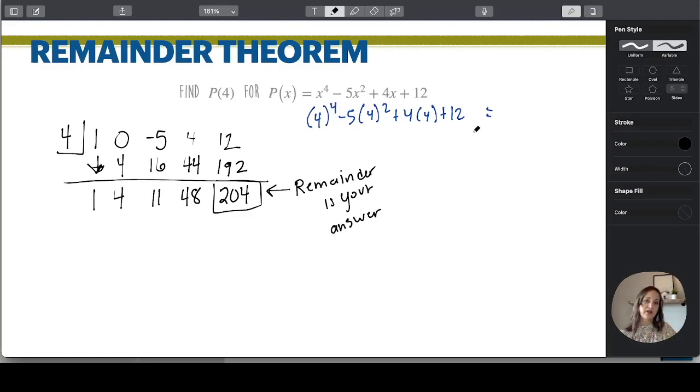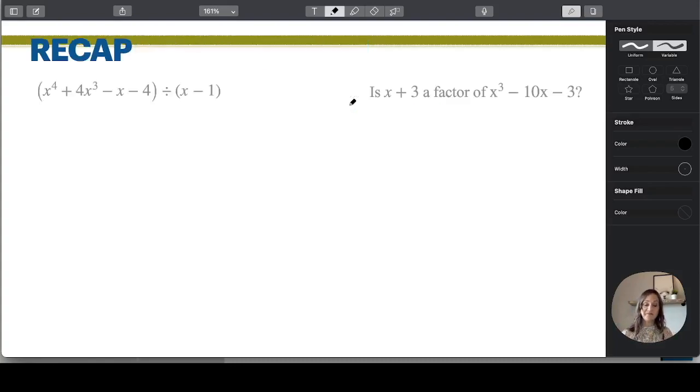So if I was to actually plug this entire thing into the calculator, it would give me 204, which is very cool how synthetic division helps you also find the answer when you're plugging in a number. So let's recap. We want to know what is x to the 4th plus 4x cubed minus x minus 4 divided by x minus 1. We want to know what expression gives you that. And then we want to know, is x plus 3 a factor of the following? So I would like for you to pause the video, try to work through these problems, and then resume when you're ready to see the answers.